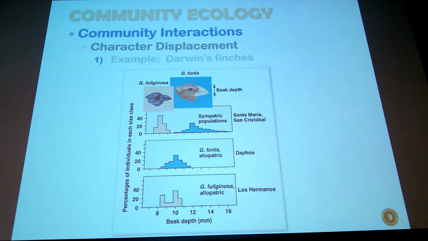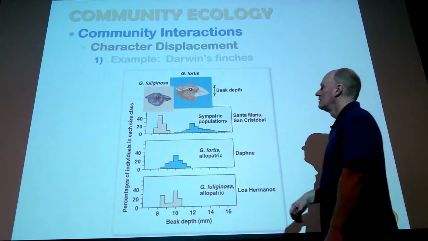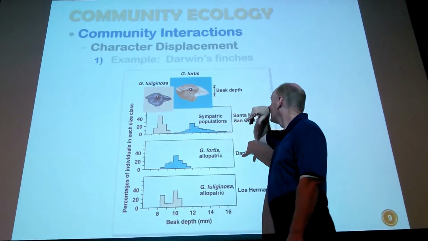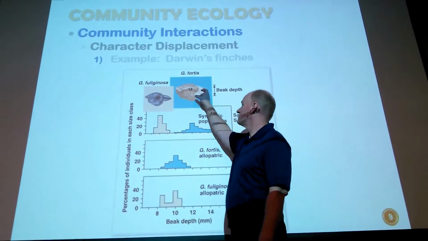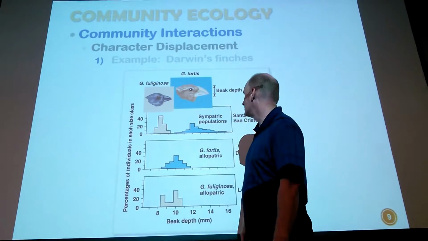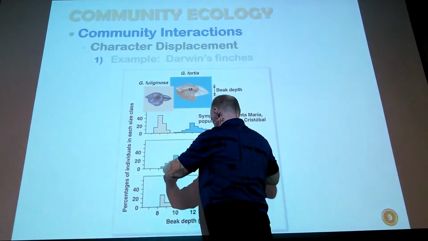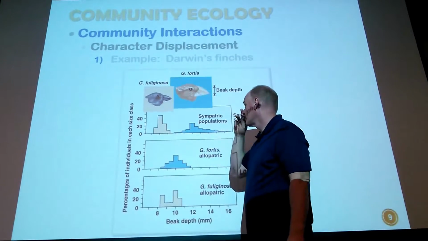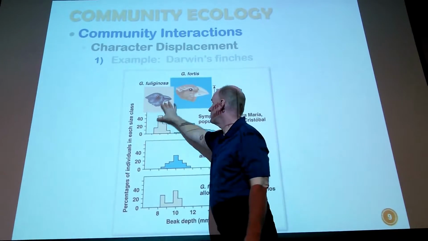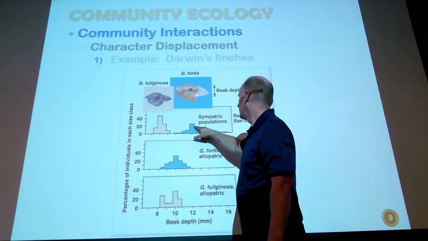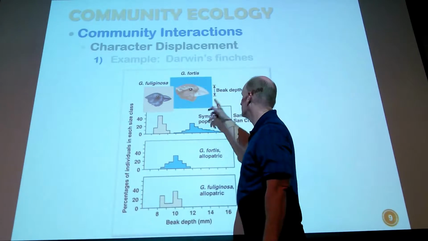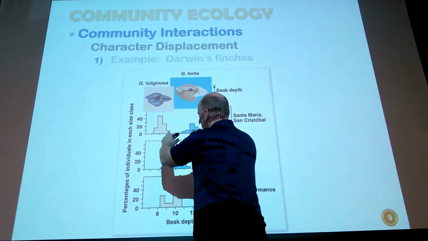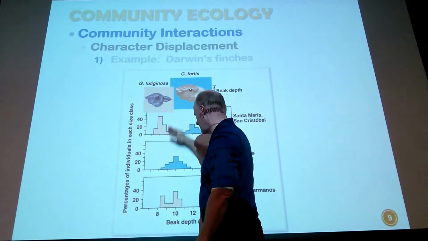So here we have it. G. fuliginosa and G. fortis. The beak depth, which shows G. fortis much deeper beak depth than G. fuliginosa. The colors indicate what the populations are. So here I have one population of G. fuliginosa, one of G. fortis. And you notice they're a little bit closer, a little bit farther apart than the median here.